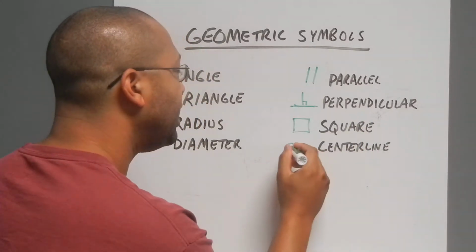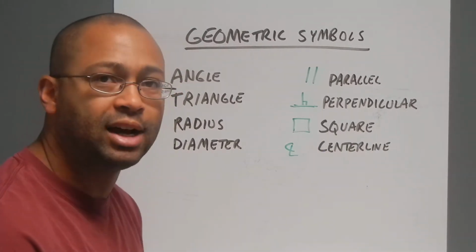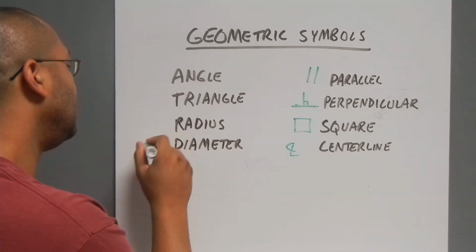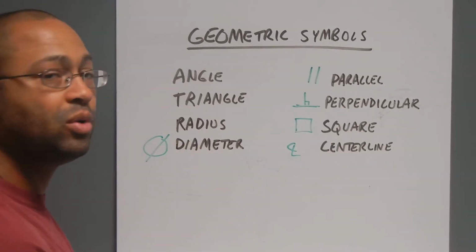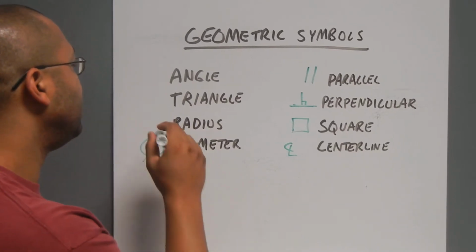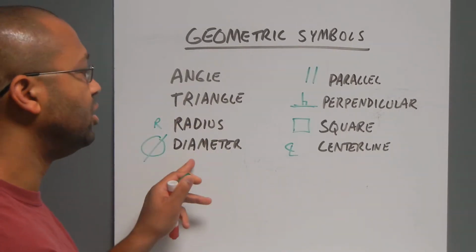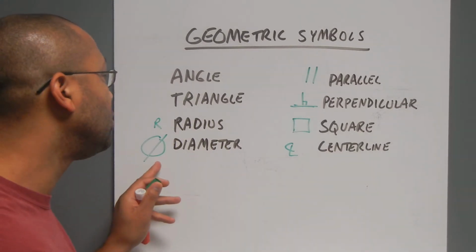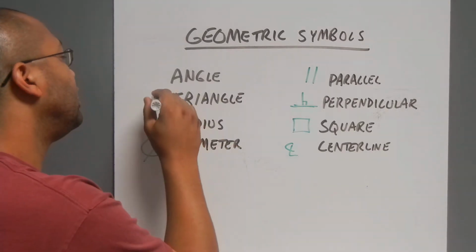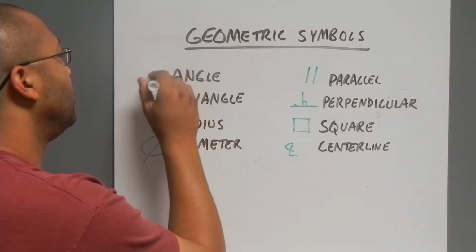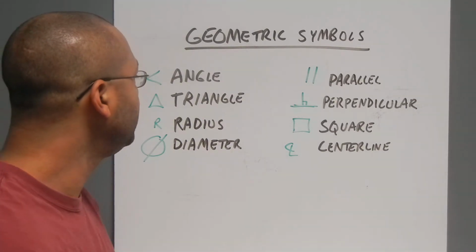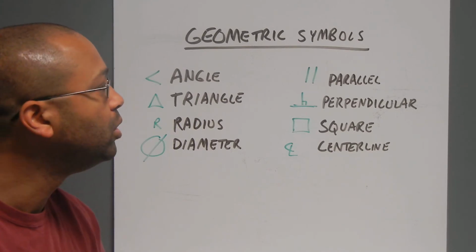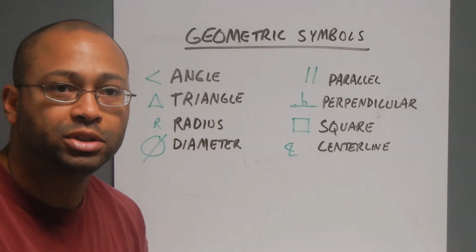A center line has a C and then it has an L right inside of it. And diameter basically looks like a circle that has a slash going through it. Radius has the R symbol for radius. Notice diameter does not have a D. It used to have DIA, but no longer has DIA. It's now a circle with a slash. A triangle, that should be simple. A triangle, and then an angle, of course, looks like that. Those are the symbols that you need to know for geometric terms in construction. So go through your three-dimensional shapes, make sure you know them.